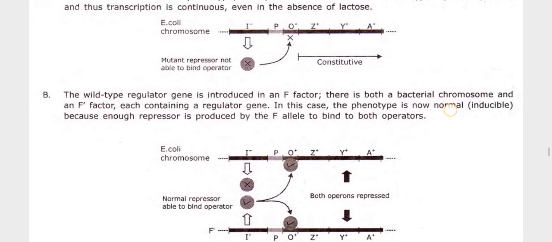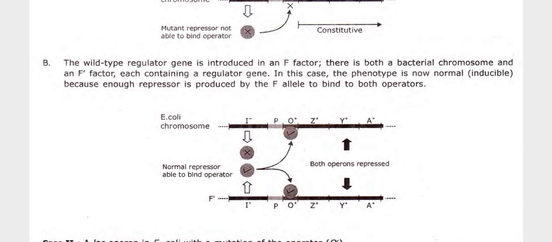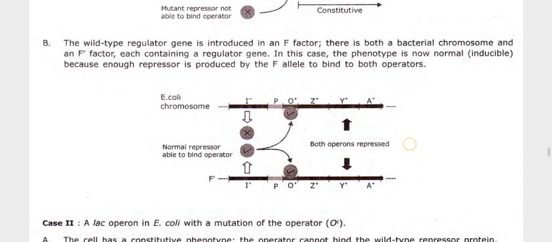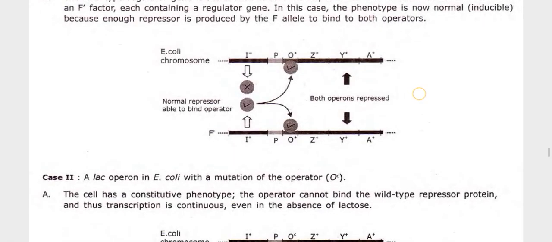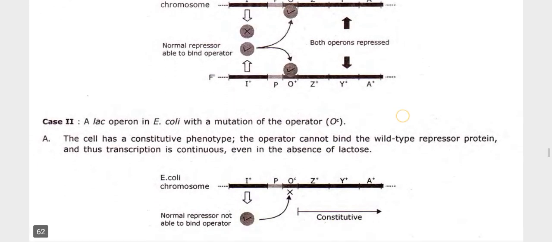Then the wild type regulator gene is introduced in an F factor, where there is both a bacterial chromosome and an F factor, each containing a regulator gene. In this case, the phenotype is now normal or inducible because enough repressor is produced by the F allele to bind to both operators. So, E. coli chromosome, normal repressor able to bind operator, both operons repressed.